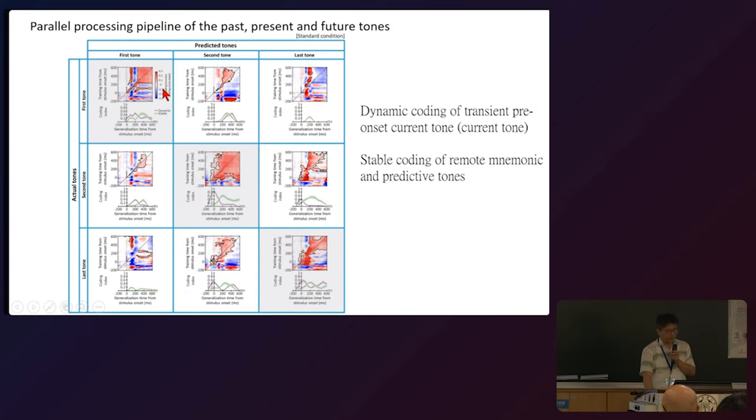And then when the first one is played, the two forward note representations can be reconstructed. So then, in this case, you can see there's a dynamic coding for the transient pre-onset current tone, and stable coding for the remote, mnemonic, and the previous predictive tone.